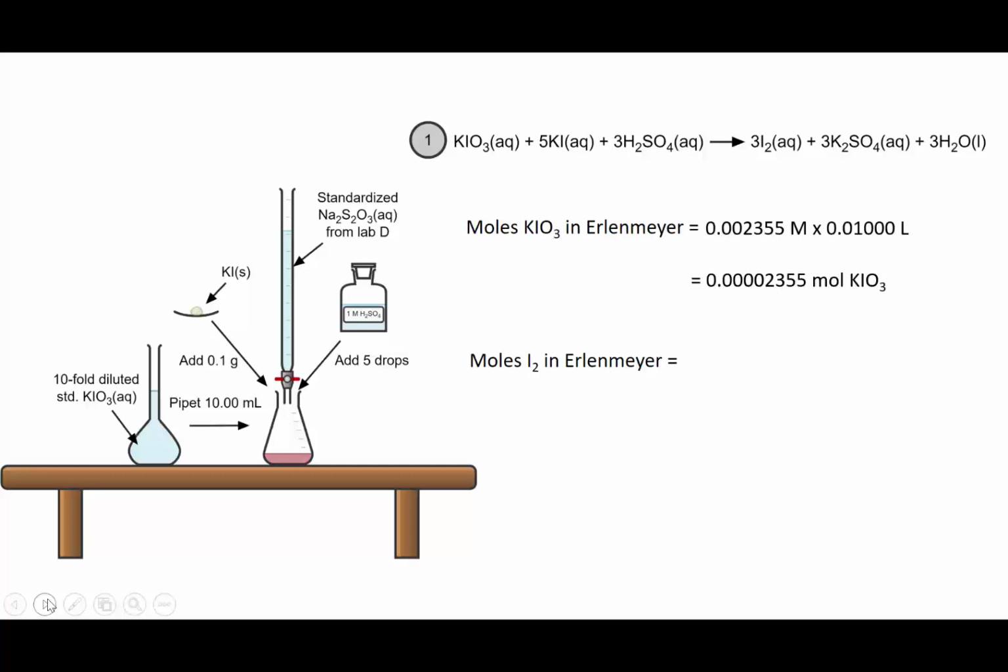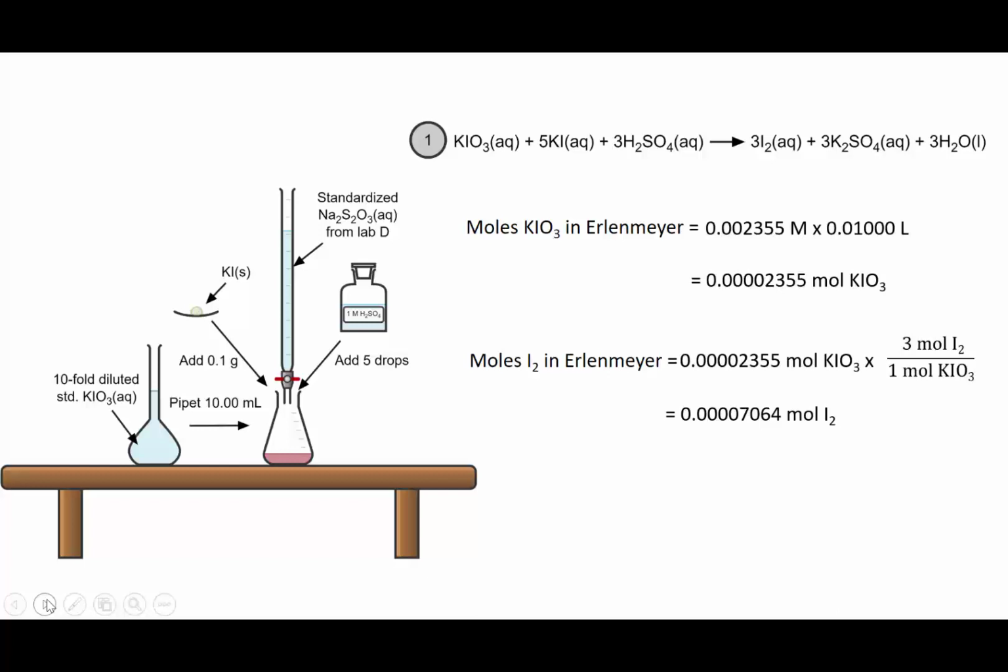And it's based on the fact that it's 3 moles of iodine for every 1 mole of potassium iodate. So I take those moles of potassium iodate times 3 moles of iodine per 1 mole of potassium iodate. Therefore, the moles of iodine that would have been in that Erlenmeyer flask is 0.0007064 moles of iodine. It's this iodine that reacts with my thiosulfate standard solution.